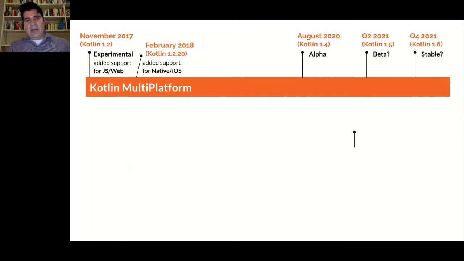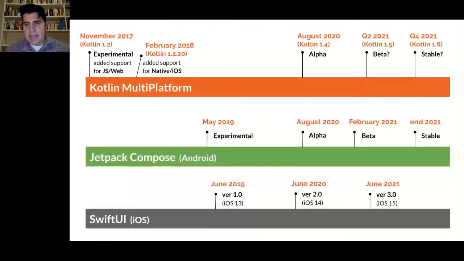And then we know for sure that in 1.5, even possibly, we're going to have a new memory management model for iOS. Then, the timeline for Jetpack Compose: we saw yesterday there was the beta, and we're going to be stable by the end of the year. And for SwiftUI, we're going to have the third version by June at WWDC for sure. Every year there's going to be a new version.